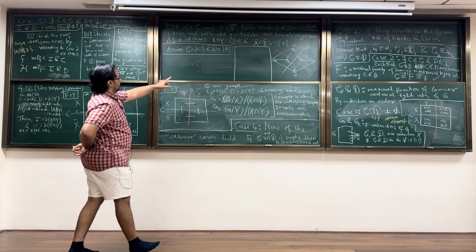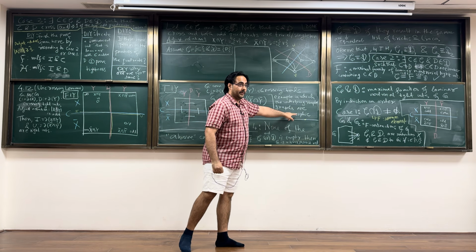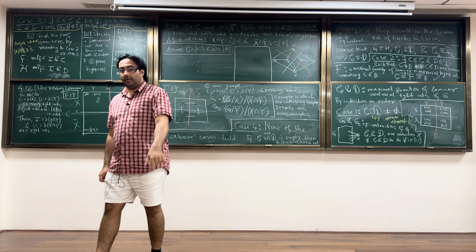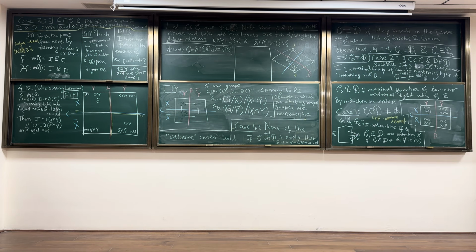And that is what this is related to. So you want the 2 graphs to be non-isomorphic. The underlying simple graphs, you want them to be non-isomorphic. You want to make an example where that happens.